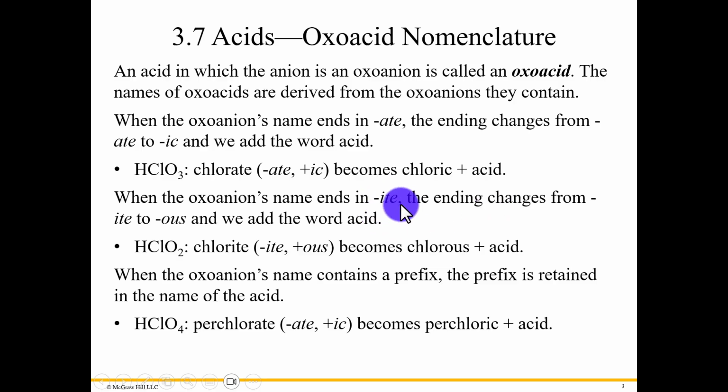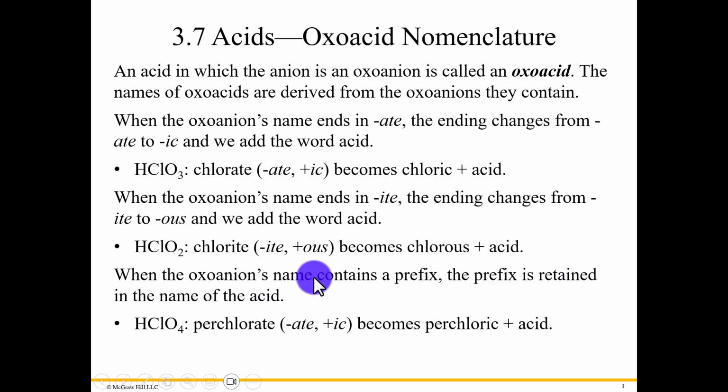When it ends in ite, we drop the ite and we add us. So ClO2 in the polyatomic ion list is the chlorite anion. We drop the ite and we add us. So it becomes chlorous acid.